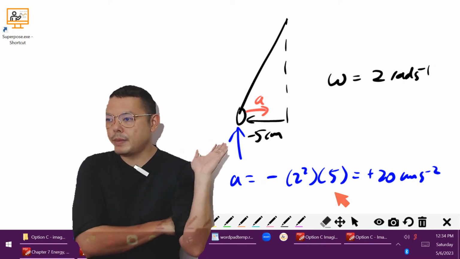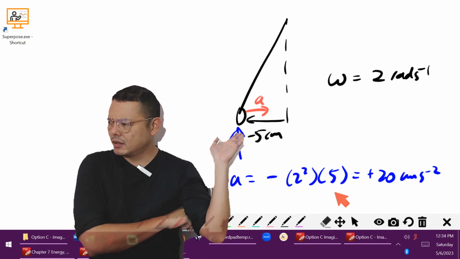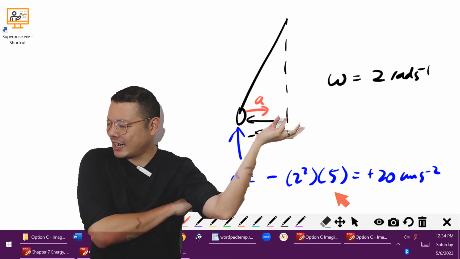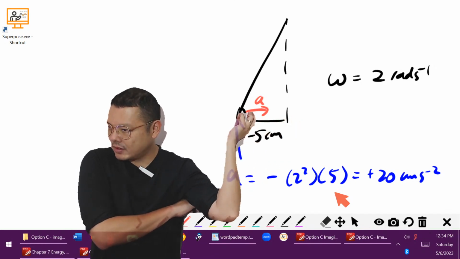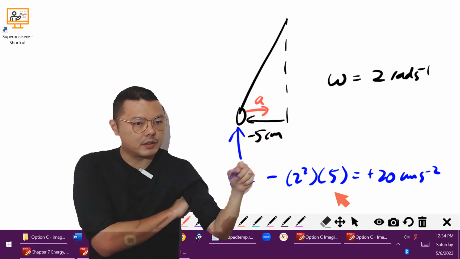Maybe it's amplitude, maybe it's not. I don't know yet. But I do know that right now the object is swinging backwards, but since it's swinging backwards, the acceleration is pointing forwards.